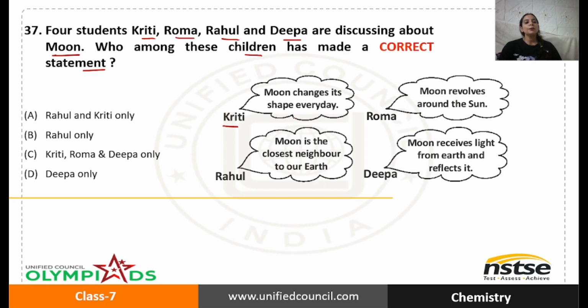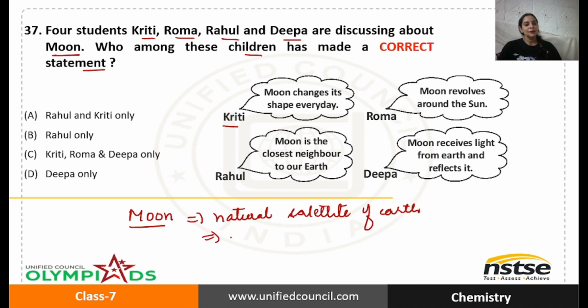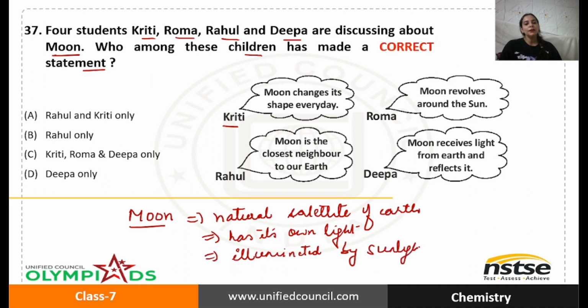Okay. Now, before we go ahead, let me recall the concept of moon. You know that moon is a natural satellite of our planet, that is Earth. Moon doesn't have its own light. We can see moon because it gets illuminated by sunlight. That is the reason we can see moon.